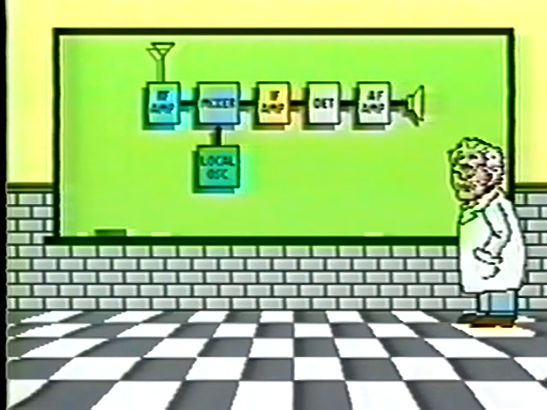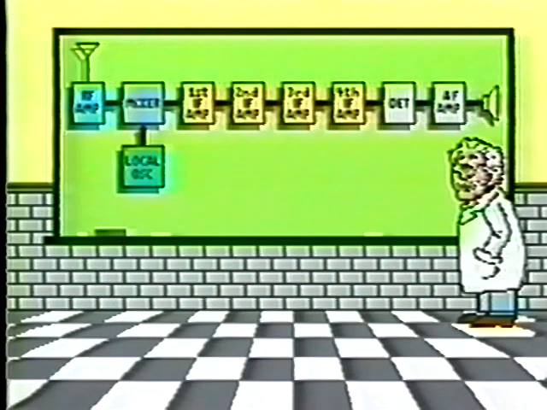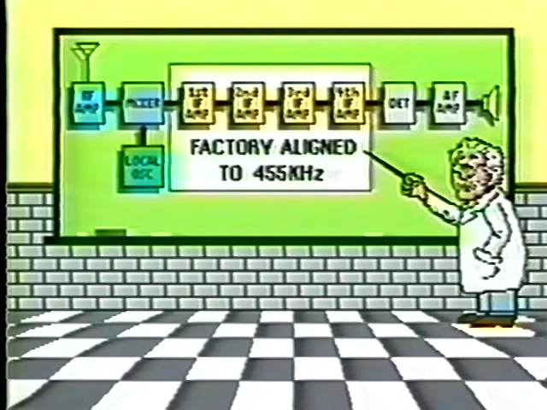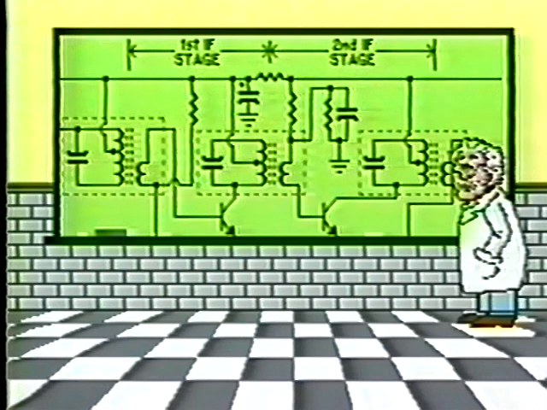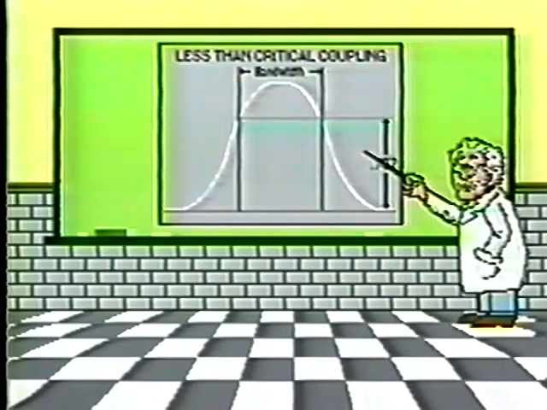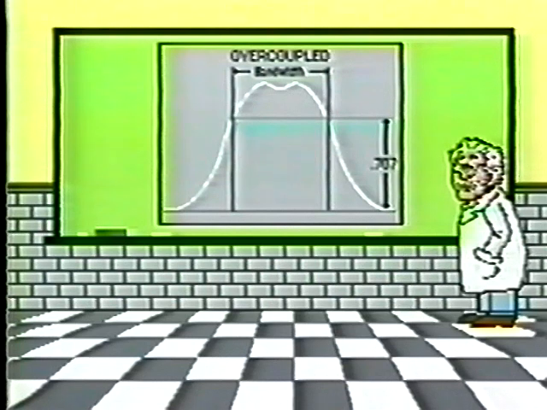In some of the more sophisticated AM/FM receivers, it is common to find as many as 4 IF amplifier stages. The intermediate frequency amplifier stages are factory tuned to 455 kilohertz, which allows the stages to produce optimum gain with a sufficiently narrow bandwidth. The bandwidth between the IF stages is determined by the coupling of the IF transformers. They are adjusted between a less than critical to an overcoupled condition.